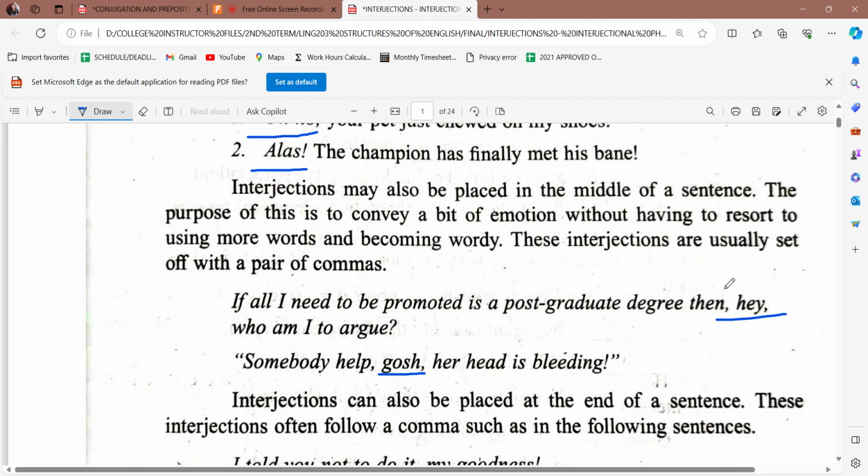So again, the purpose is to convey a bit of emotion without having to resort to using more words and becoming wordy. Okay, so these interjections are usually set off with a pair of commas. The first comma, second. Okay, that's one.